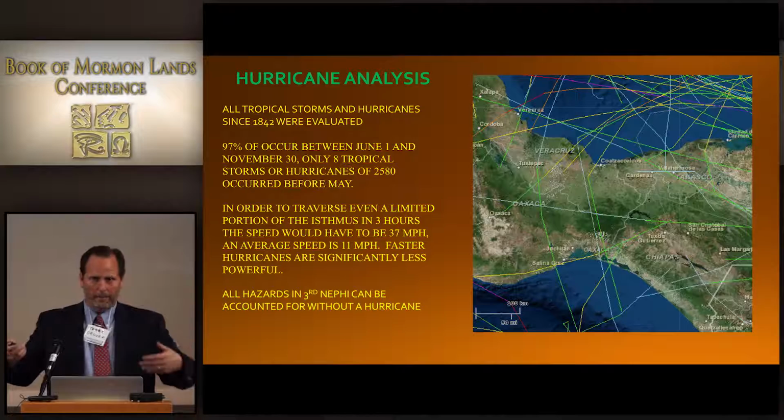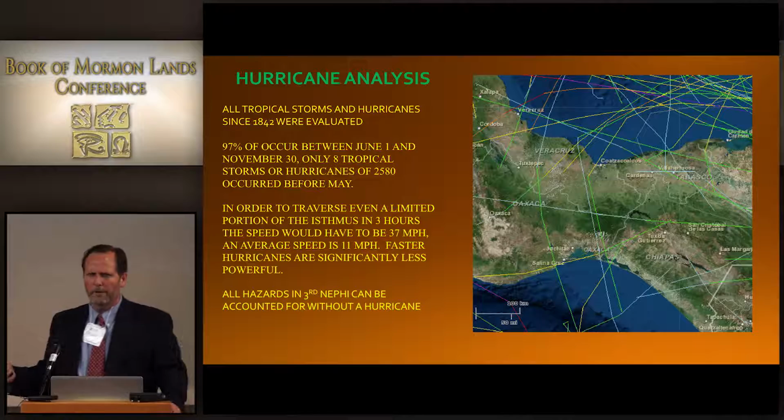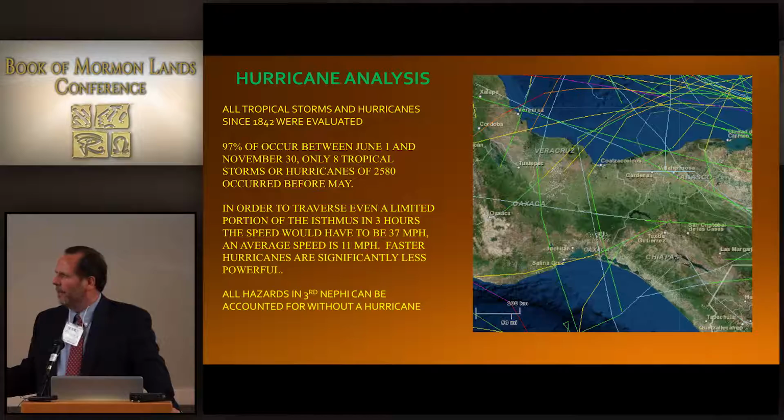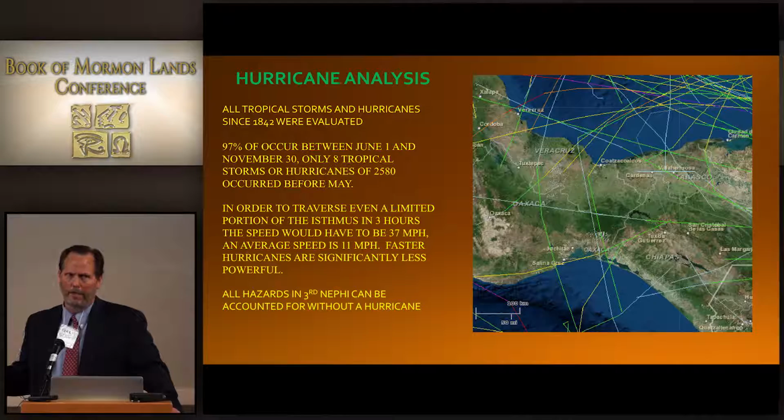And the other question I ask is, is there something in the Book of Mormon Third Nephi destruction description that requires a hurricane? Is there something there that is unique that couldn't be explained by other factors? And the answer is that all the hazards can be accounted for without a hurricane. Now, I'm not concluding for sure there was no hurricane, but I'm just saying it's not necessarily a requirement of the description of the event.